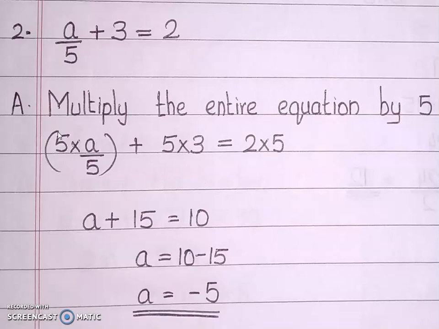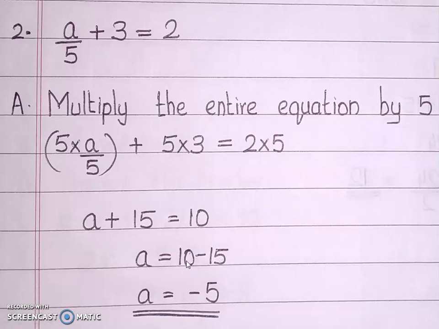Here you can see 5 and 5 get cancelled. So what is remaining? a. 5 into 3, 15. 2 into 5, 10. So the equation you will get is a plus 15 equal to 10. I am taking plus 15 to the other side. So what will you get? a equal to 10 minus 15.